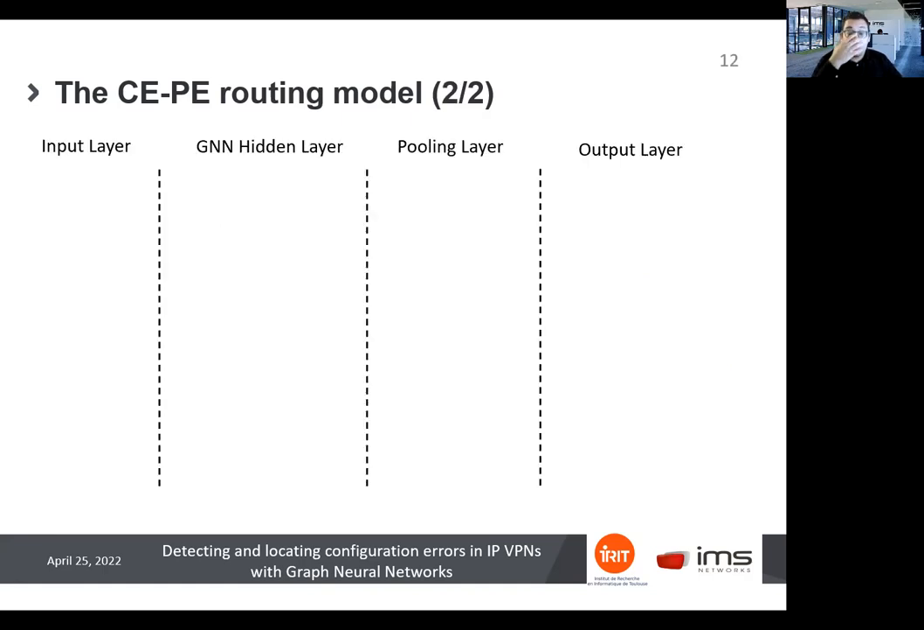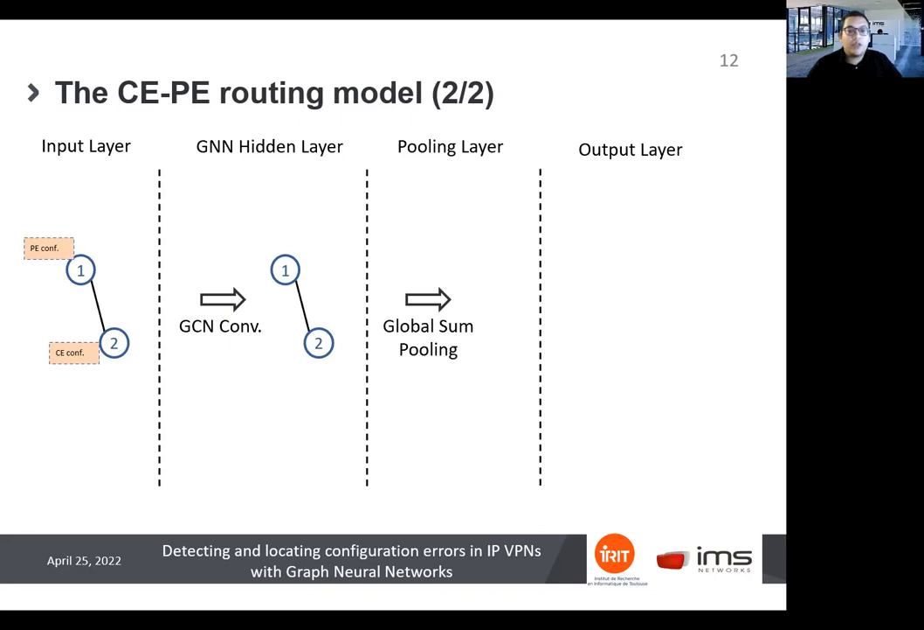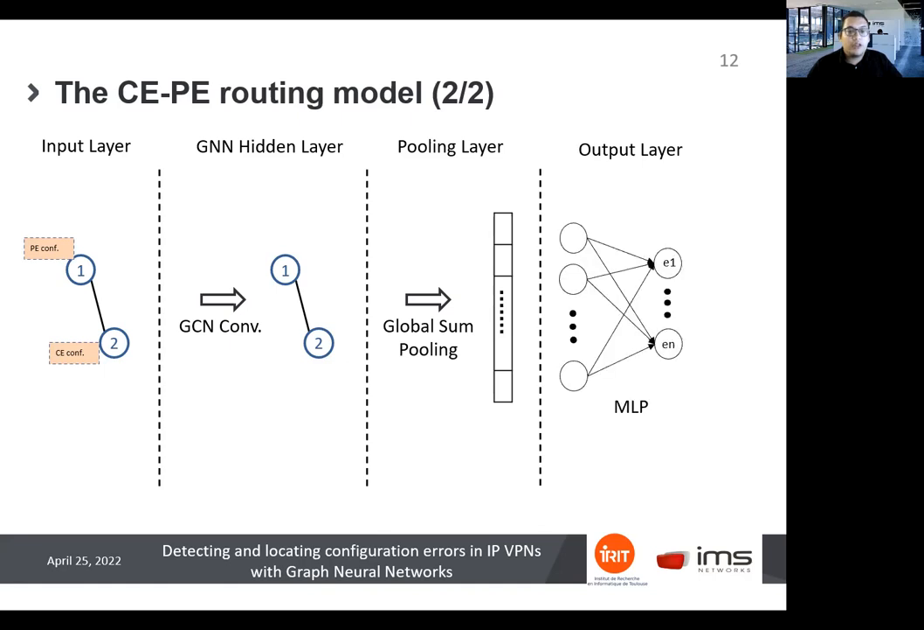The CE-PE GNN model is composed of 4 layers. At the input layer, we have CE-PE connection graphs. For the second layer, we define the convolutional layer to aggregate node features. For the third layer, we define the global sum pooling layer. The result of this pooling layer is used for the output layer, which is a neural network layer to calculate the predicted class of each CE-PE graph.